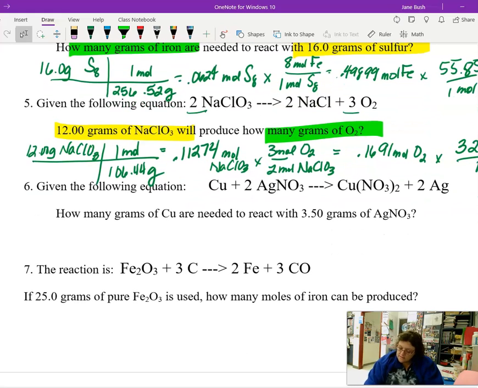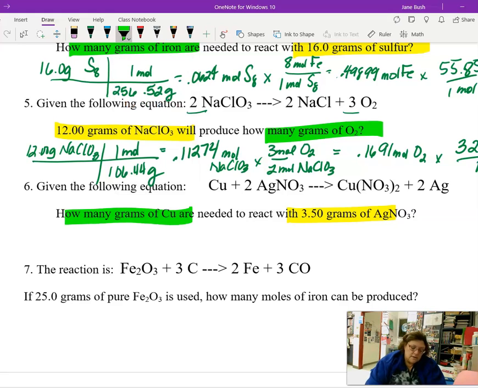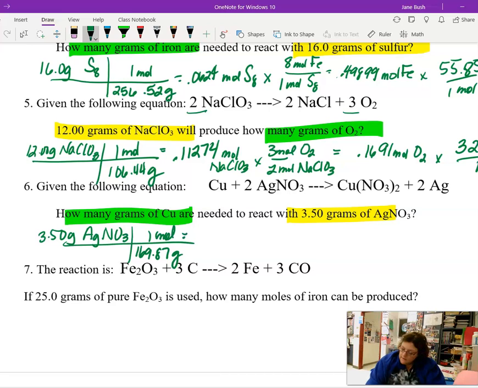Number 6, we have our known amount, 3.5 grams of silver nitrate. Our unknown is copper grams. Starting with 3.50 grams of silver nitrate. The molar mass of silver nitrate is 169.87 grams in 1 mole. So 3.5 grams of silver nitrate is equivalent to 0.20604 moles of silver nitrate.